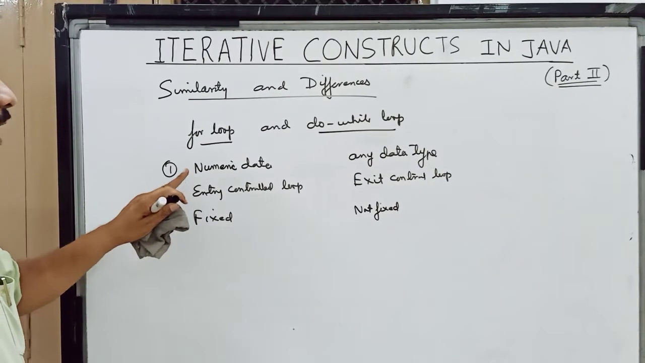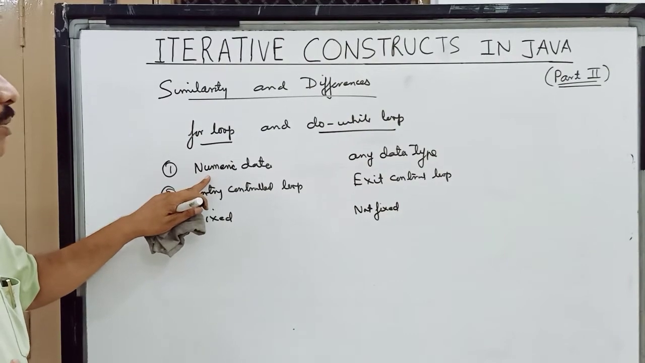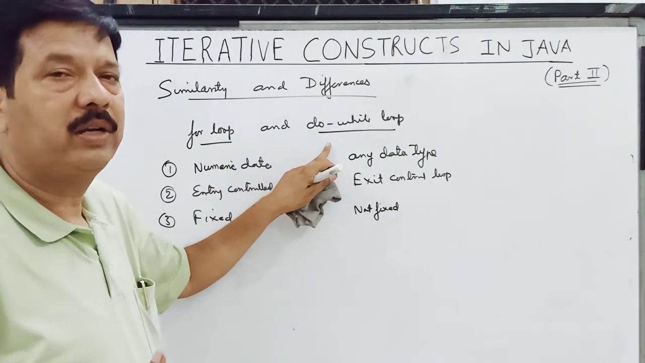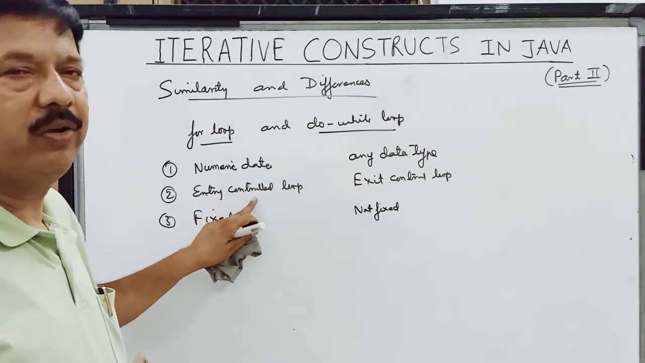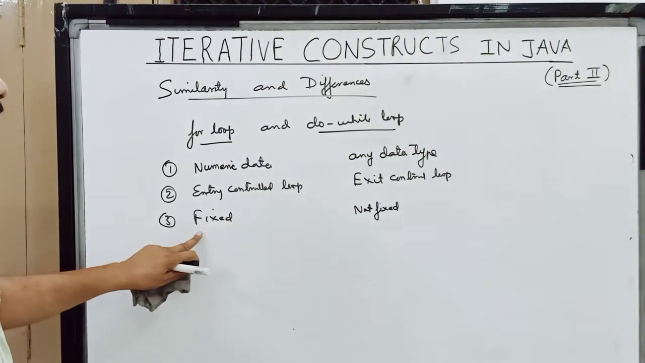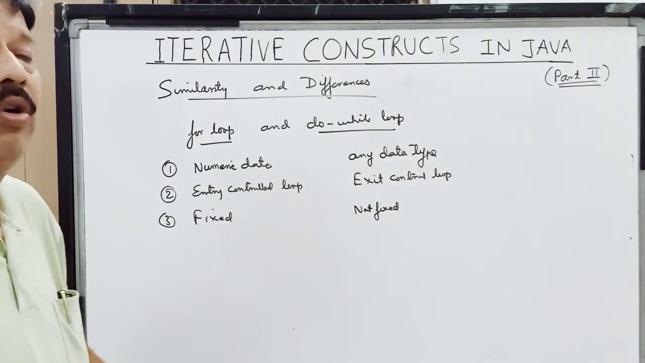So we say that this for loop is only using control variable of numeric data type. Do while is using control variable of any data type. For loop is forming an entry control loop. Do while is forming an exit control loop. Here the number of iterations are fixed, but here the number of iterations are not fixed.